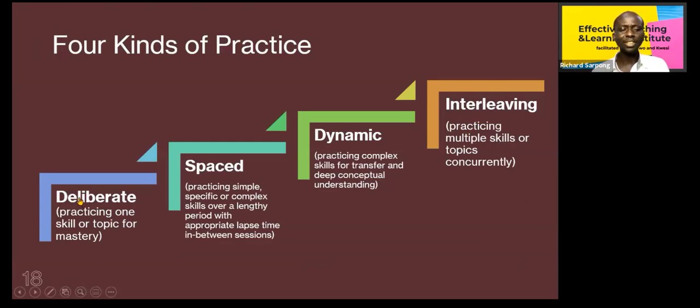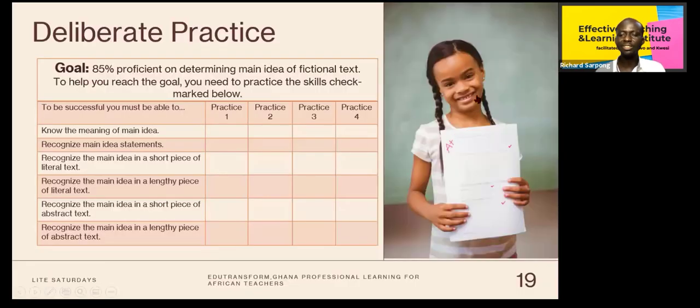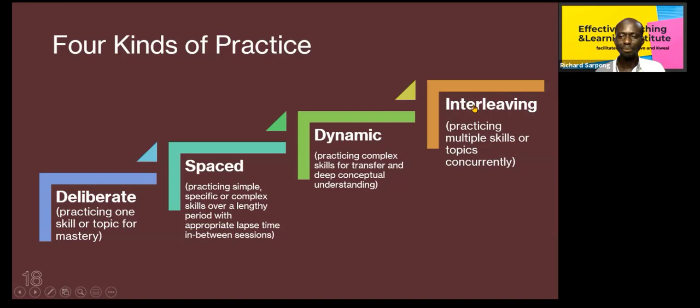But even deliberate practice and spaced practice is important. It is also key that when we teach students, we teach them a number of things throughout a week or throughout a month or a term. It is important that we give them interleaving practice work where they practice multiple skills, not only on a test paper. Okay, they should be able to practice multiple skills or topics at the same time.